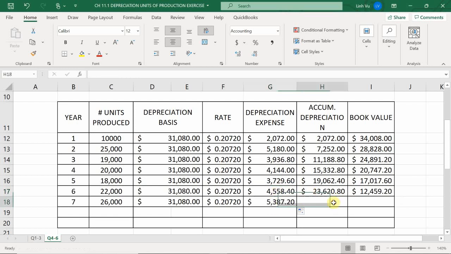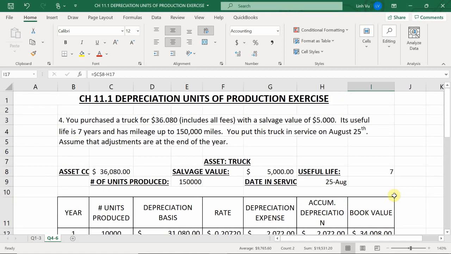$5,387.20. Okay. Bringing my accumulated total depreciation to $29,008. Good. Bringing my book value down to $7,072. Okay. Now, in this case, have I met my salvage value? No.